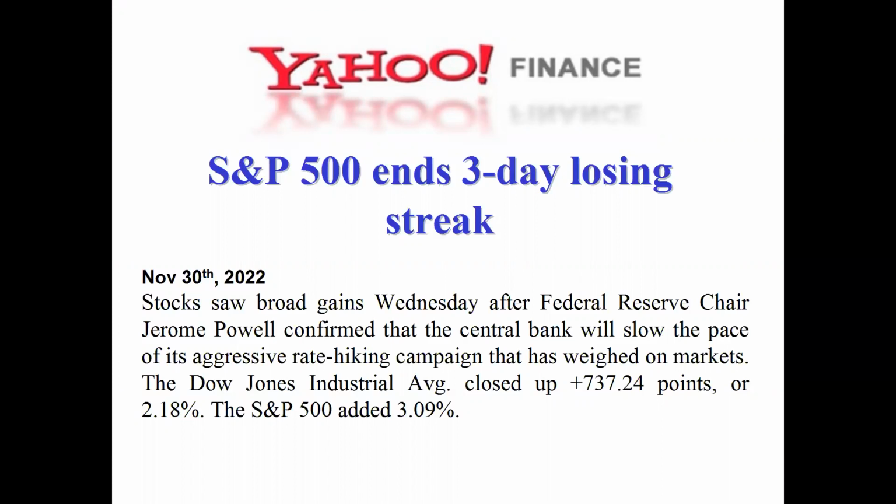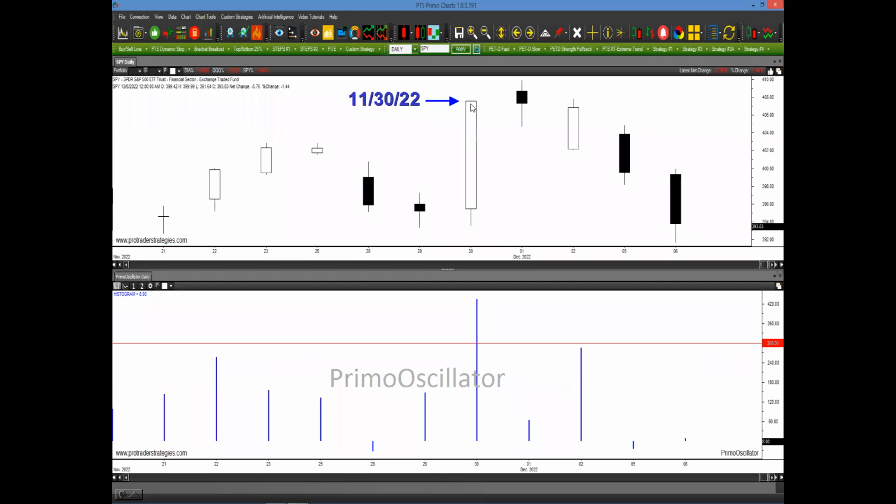Yahoo Finance reported that the S&P 500 ends a 3-day losing streak on the 30th of November, which was just last Wednesday, a week ago today. Stocks saw broad gains Wednesday after Fed Reserve Chair Jerome Powell confirmed that the central bank will slow the pace of its aggressive rate hiking campaign that has weighed on the market. So therefore, the Dow closed up over 700 points, 737 points, or 2.18%. And the S&P 500 added over 3%. So this was a good day, right? The S&P ended its 3-day losing streak. And this is the day right here, the 30th. This was just a week ago today. We had a big rally, all right?